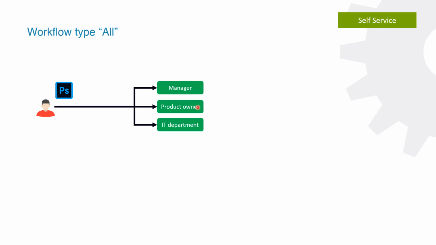The next one is all. Now, for the same request, all of these must approve. It's not one of them, but all need to give their approval, and then the request is approved. Again, all the options like remind, auto deny, etcetera are applicable. If one of them denies, then the request is denied. So even if the others approve, since all of them need to approve, if one of them denies, then the request is denied.